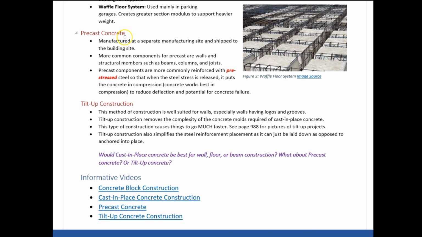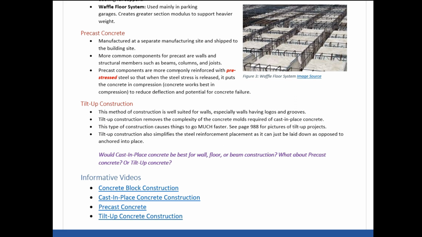Now, precast concrete. Precast concrete is cast at a separate manufacturing site and then shipped to the building site. This is very ideal for beams and columns, but can also be used for walls and floors and roof systems. The big advantage with precast concrete is you can pre-stress it. You can pre-stress the reinforced steel that's going to be used in the precast concrete. You put tension on the steel reinforcement.